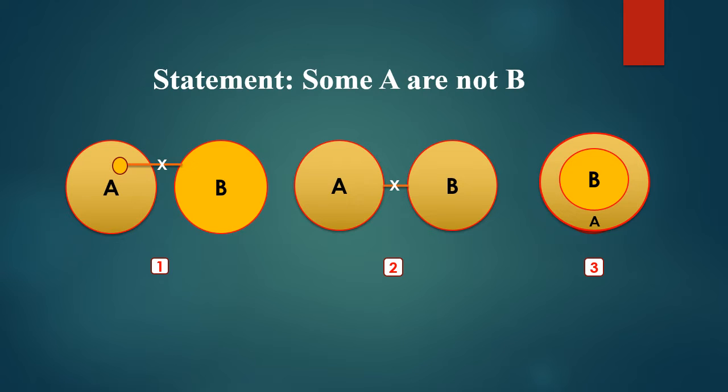The fourth type of statement, some A are not B. First representation, some part of A is not B. Please observe this diagram with respect to no A are B. And the second diagram is no A are B. So when no A are B, it's obvious that some part of A is also not B. Third diagram, whole B is inside A. So one can observe here that some part of A is left free and is not overlapping on B. That part of A is not B.